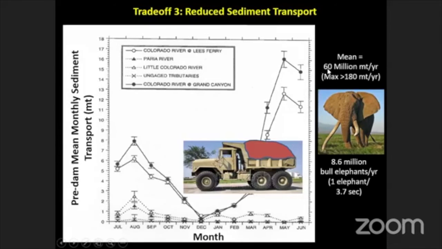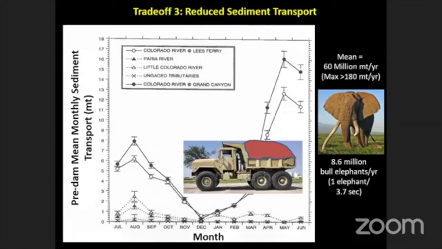So in pre-dam time, about 60 million metric tons of sediment per year. What does that mean? About 8.6 million bull elephants worth of sediment passing through the river corridor each year. This means a 5-ton dump truck, at the rate of one dump truck every 2.3 seconds, moving through the system carrying mud, or one elephant every 3.7 seconds. So just imagine a continuous stream of elephants flowing by, walking by, stampeding by Lee's Ferry each year, carrying the sediment.